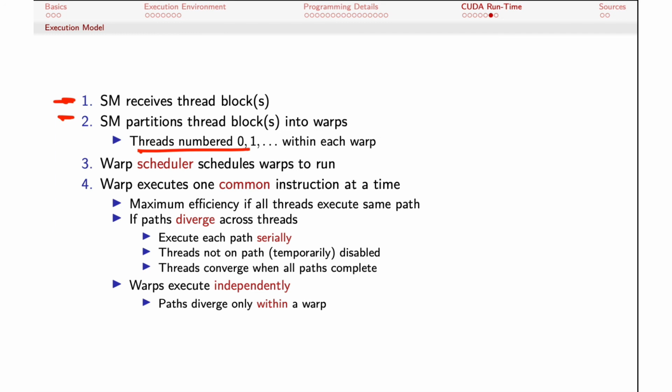Now, once it's partitioned those threads, there's another piece of hardware that does scheduling of those warps. So you might have multiple collections of these 32 thread warps that could be run at a particular time. It needs to pick the one that's ready to run and then execute instructions on it. So the scheduler is that piece of hardware that determines, hey, this warp is ready to go, let's run some things. It schedules the warp to run, and when it actually executes an instruction from that warp of threads, it's going to execute one common instruction.